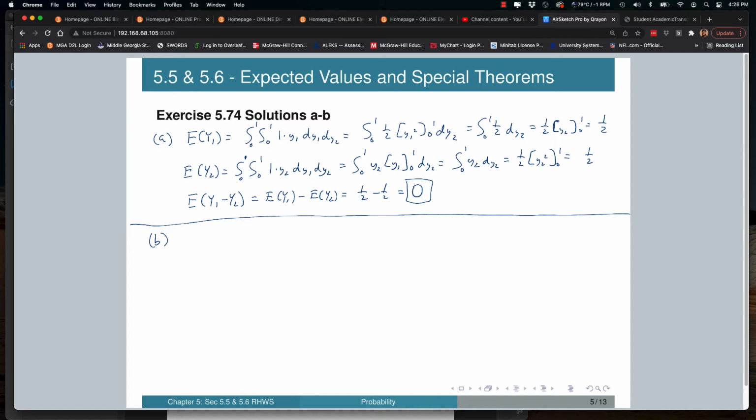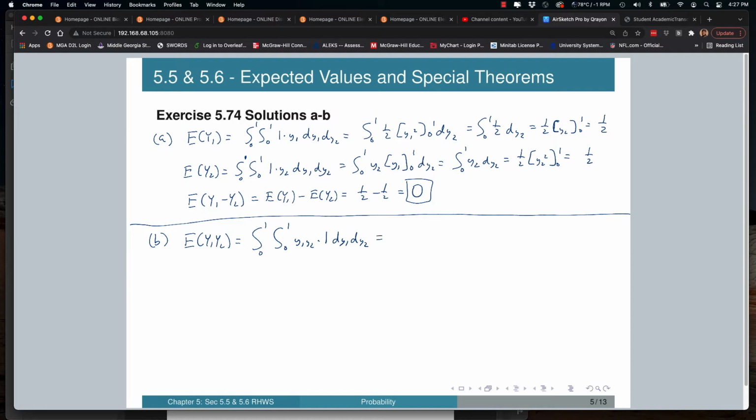All right. Now the second part wanted us to find the expected value of y sub 1 times y sub 2. So I'm going to set up my double integral again, 0 to 1, 0 to 1. I've got to multiply in y sub 1, y sub 2. It's just times 1, so I'm going to leave that out. Times the function.